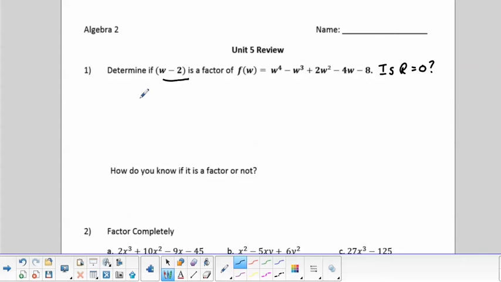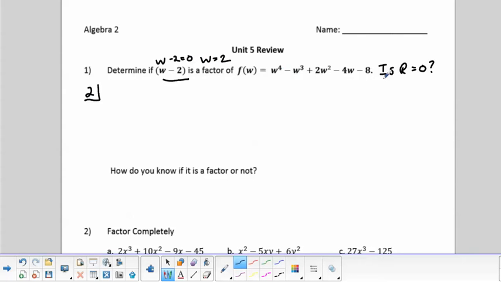So you can divide this with long division or with synthetic division, but usually synthetic is the quickest way to go. So if w minus 2 would be a factor, then you want to set w minus 2 equal to 0 to find out what number goes in the box. When I solve this, I get w equals 2, so 2 goes in the box.